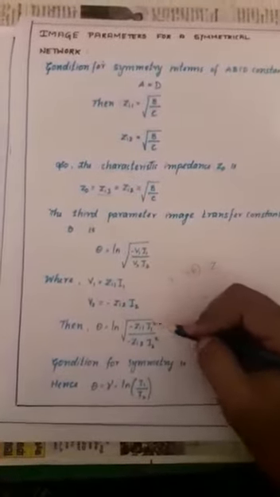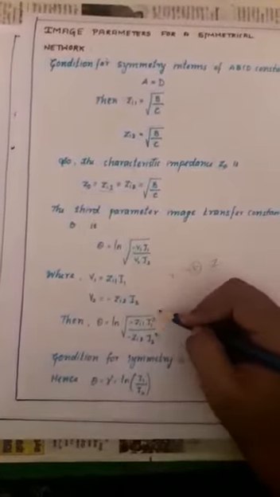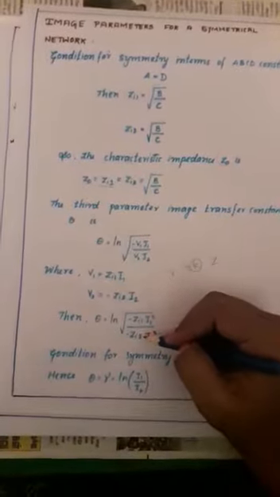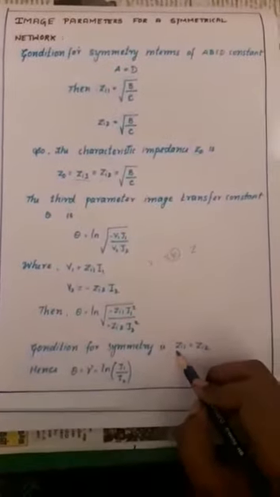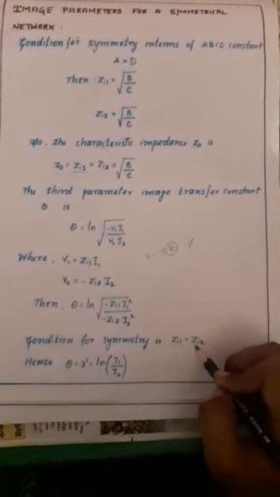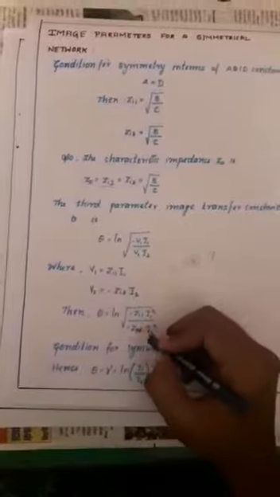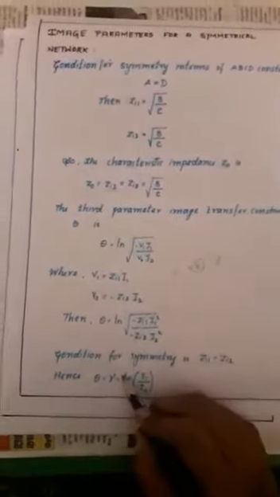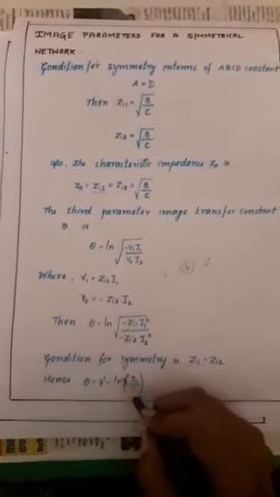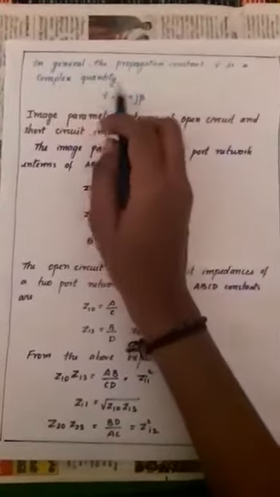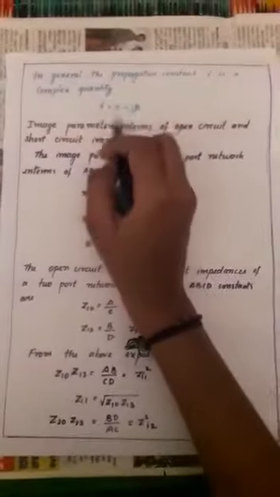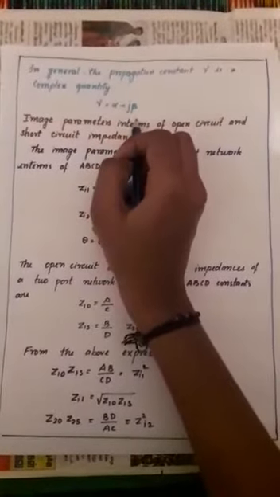So minus I1 square by minus I2 square. Condition for symmetry is Zi1 is exactly equal to Zi2. Hence these two terms are cancelled out. Then theta equal to gamma equal to ln I1 by I2. In general, the propagation constant gamma is a complex quantity. Hence gamma equal to alpha plus j beta.